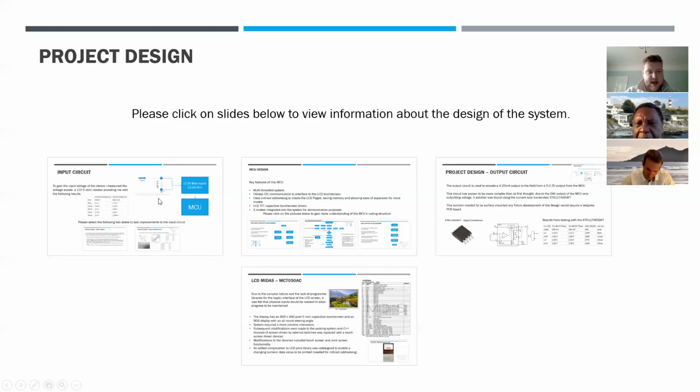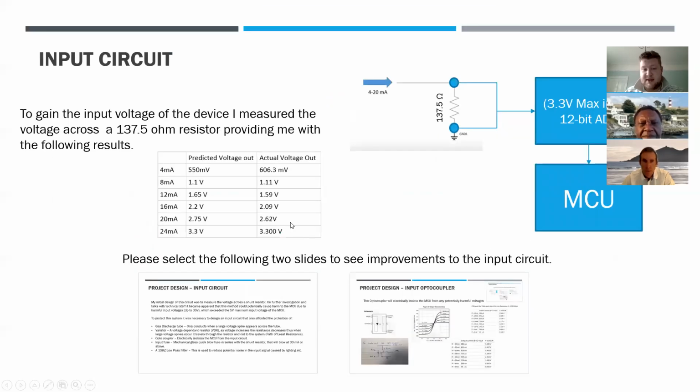So just going into the actual design of the project. This is the input circuit I've got at the moment. The 4 to 20 milliamp signal is coming through the top, and we're measuring over a shunt resistor. That creates the different values. At 4 milliamps over the shunt resistor, it'll be roughly 600 millivolts. Then that voltage goes into a 12-bit ADC, and I'm sending that 12-bit ADC value to the MCU, where the MCU is buffering that, putting it into an average buffer, which I'll go over in a bit.